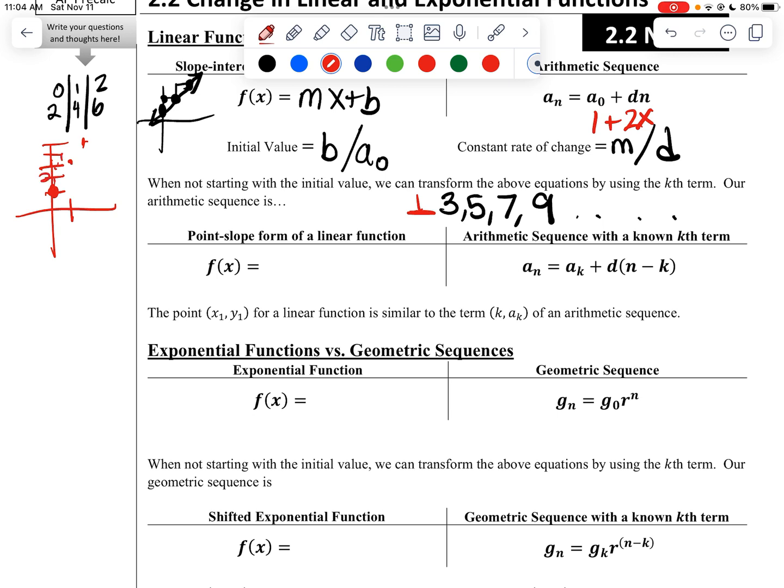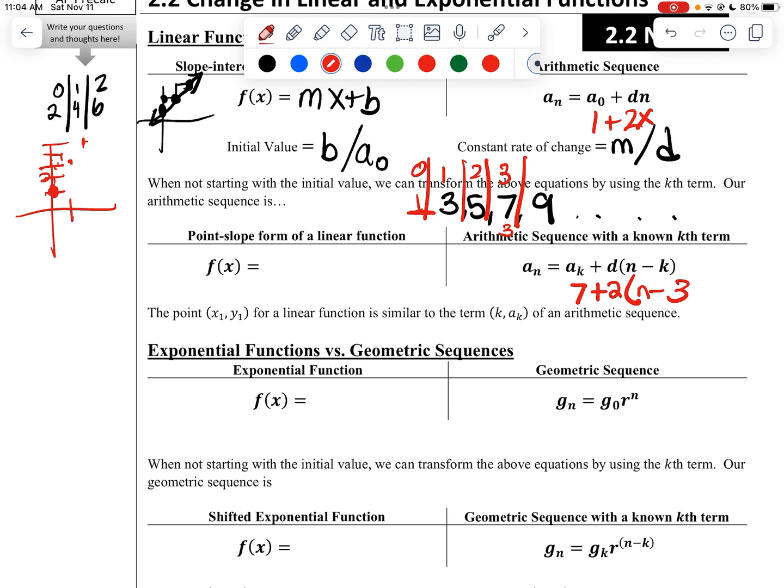Now, if we were to write it with any value, for example, if I started with the 7, we're still adding 2, but 7 is our third term. So it would be n minus 3, because again, table form: 0 term, first term, second term, third term.